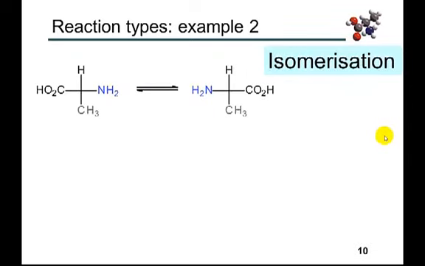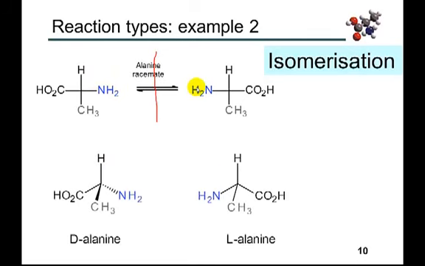Okay, here's an example of an isomerization reaction. You probably spotted that this is a chiral amino acid, so if we draw a mirror plane there we can see these are mirror images of each other. If I put in the name of the enzyme, alanine racemase, you might have guessed straight away that this is an isomerization.